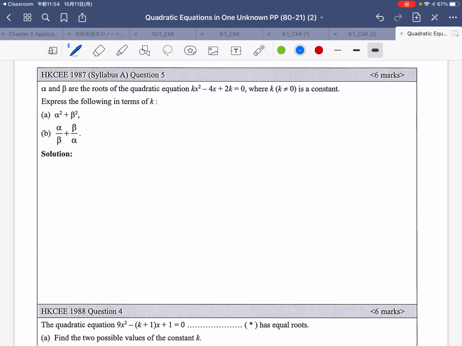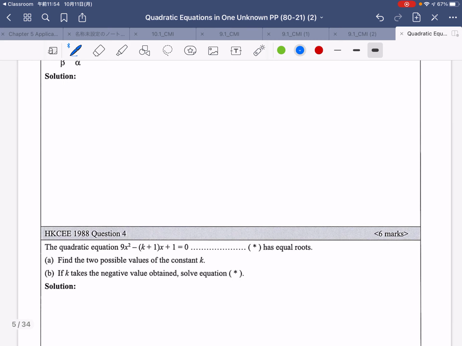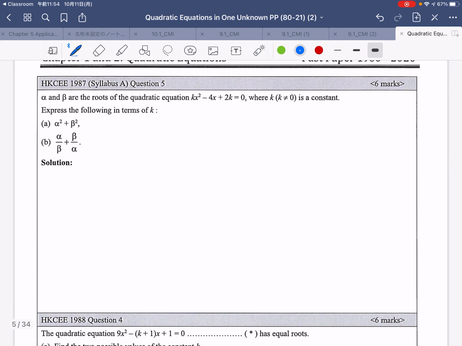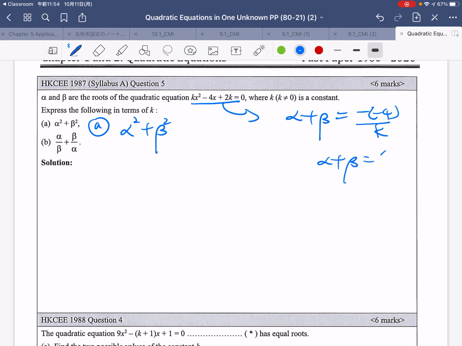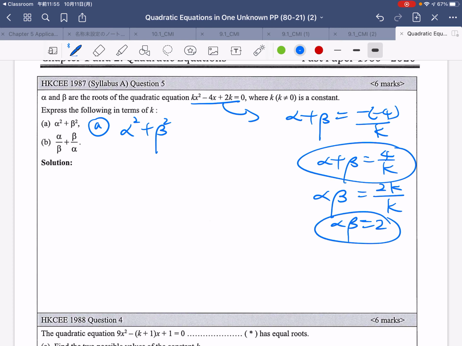Question 5, and this is question 4. You need to do these two questions. For A, you need to find alpha squared plus beta squared, and for this one you need to find the sum of roots. The sum of roots is -b over a, so it should be 4 over k. And the product of roots is 2k over k, because c over a, c is 2k, a is k, so the product of roots is 2. The sum of roots is 4 over k.